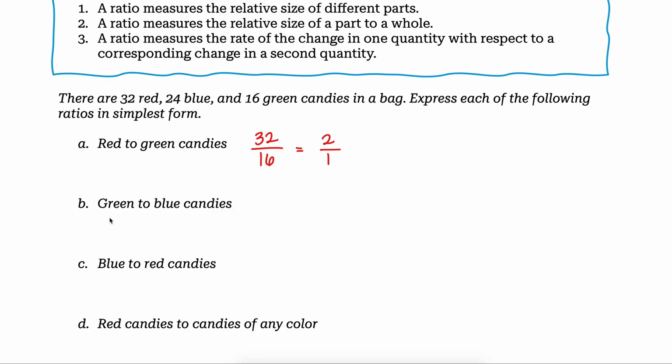Second one is the ratio of green to blue candies. There are 16 green candies and 24 blue candies. So our ratio here is 16 to 24. In this case, you can divide top and bottom by 8, and that's going to reduce down to 2 to 3.